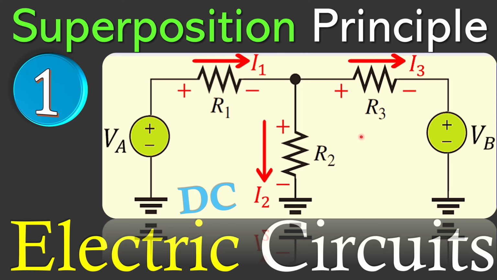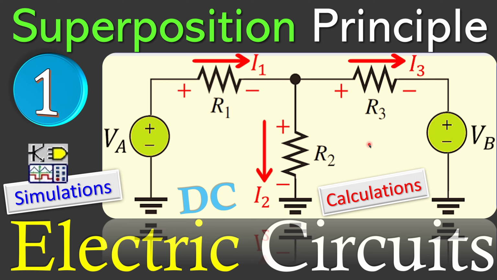We have in this case the first example about our superposition principle. We will discuss this in this example. As we did in the previous videos using nodal analysis and also the mesh current analysis, we will look at the calculation step by step and also verify these in SPICE simulations. And we consider only DC circuits for now.